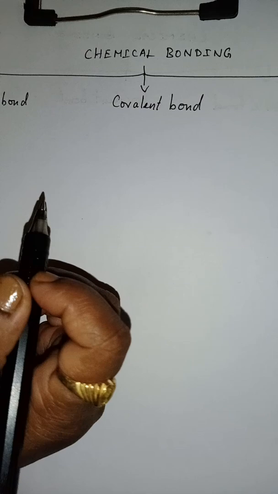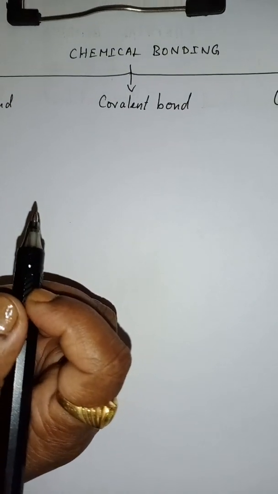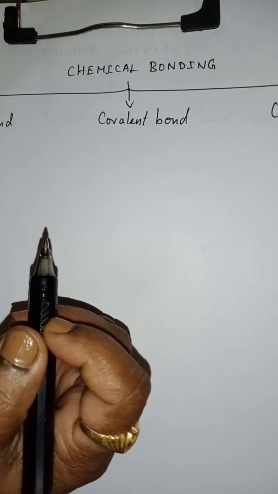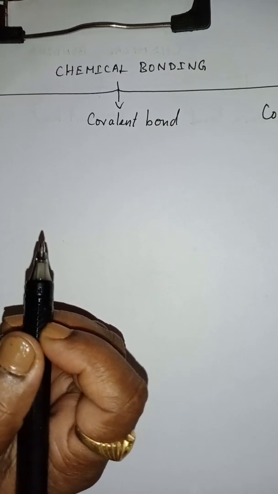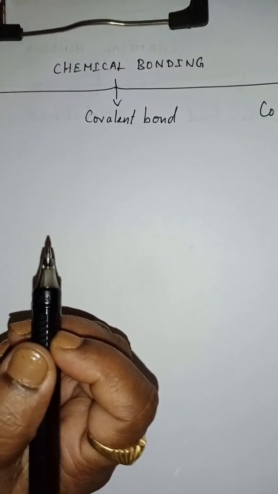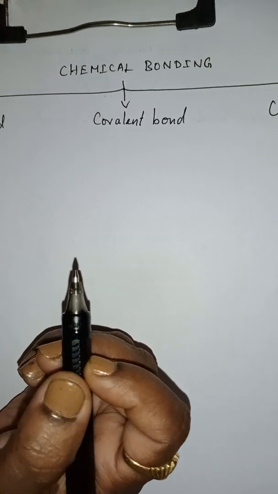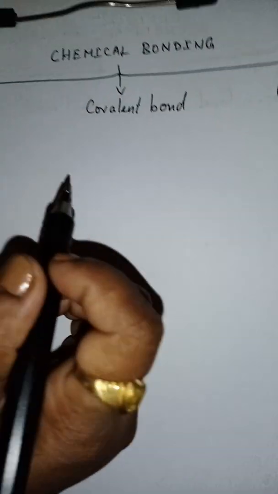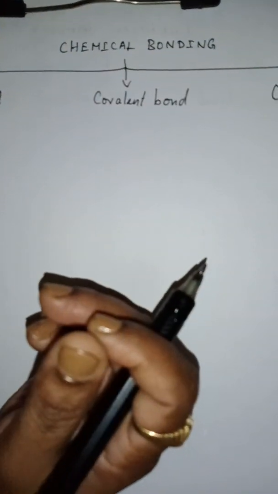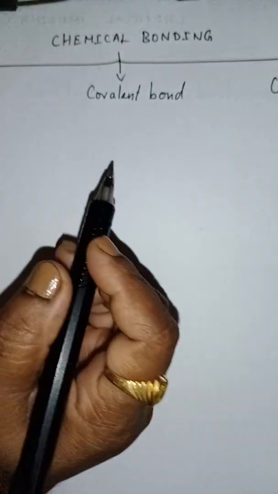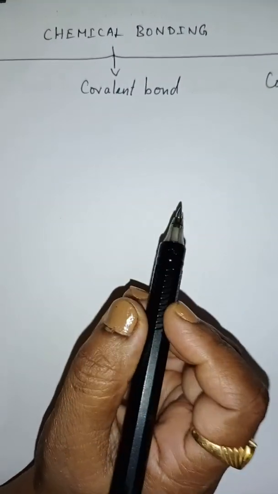According to Lewis, chemical bonding depends upon the number of electrons in the outermost shell of each atom. To become stable, an atom shares electrons, donates electrons, or accepts electrons. Here we are going to see different types of bonding.